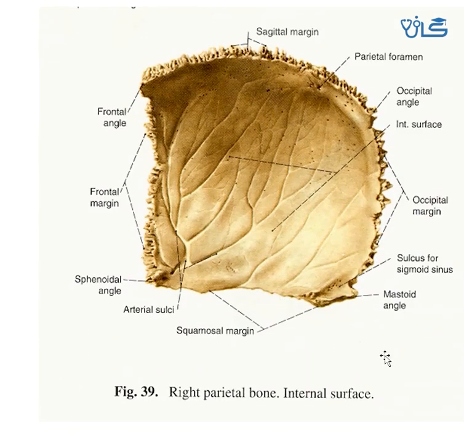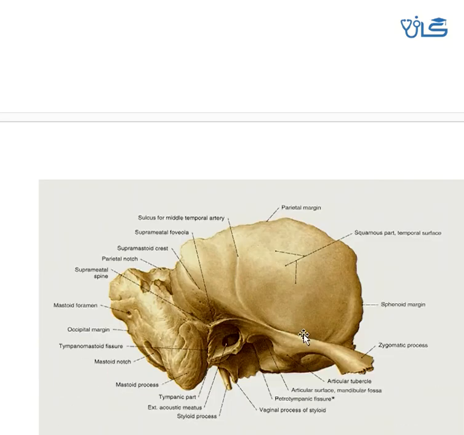This figure shows the internal surface of the parietal bone, which contains numerous arterial sulci. This sulcus appears because of the contact of the arteries with the internal surface of the parietal bone.